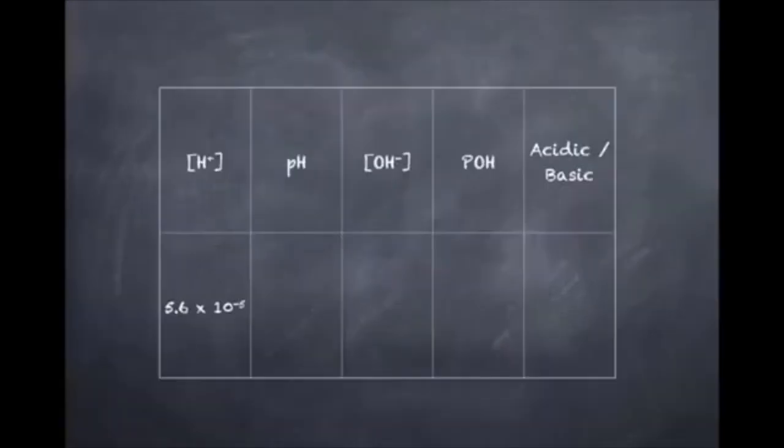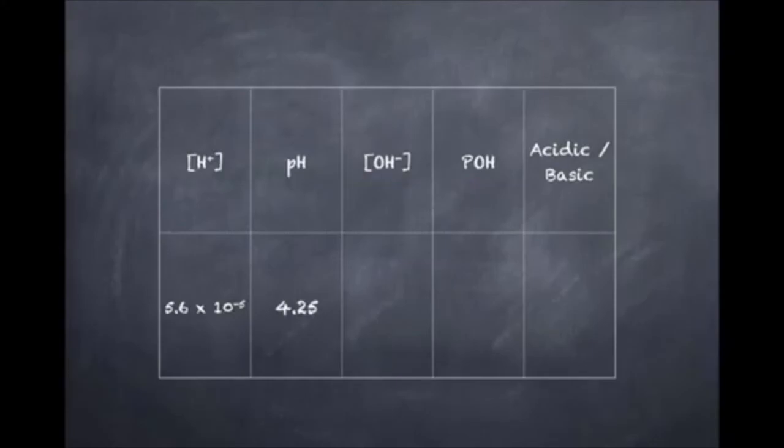So in this example problem, I'm given my concentration of hydrogen ions. It's 5.6 times 10 to the negative 5th. And so the first thing that I'm going to solve for is my pH. And all I need to do for that is to take the negative log of my concentration of hydrogen ions. And so when I do that, I get 4.25.